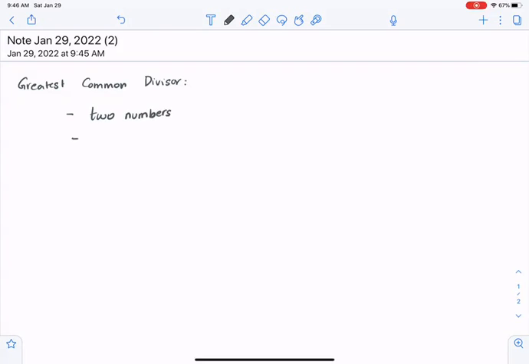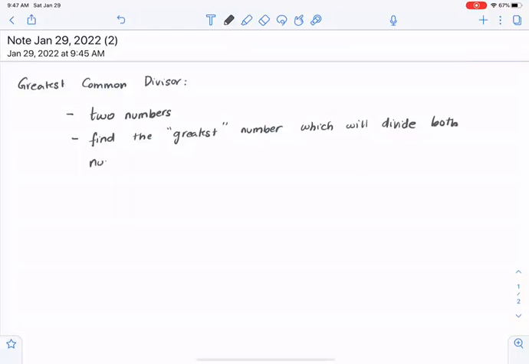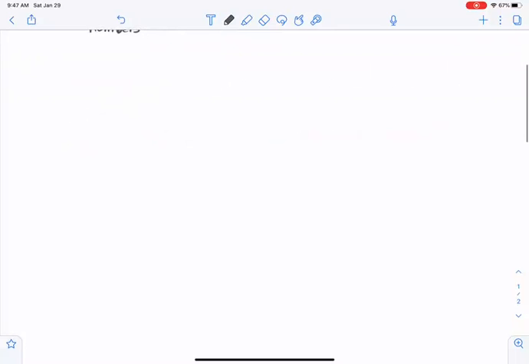and we have to find the greatest number, in other words, the largest number, which will divide both numbers. And that is our objective. Find the greatest, that is what we call the greatest common divisor. Now we can use the prime factorization and come up with the greatest common divisor. So the process is quite simple.